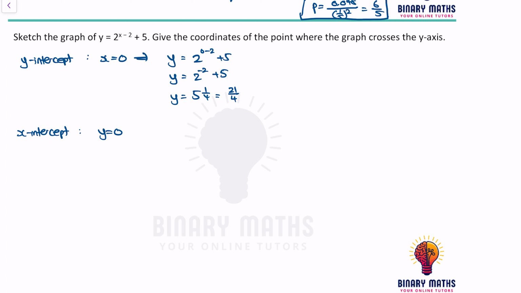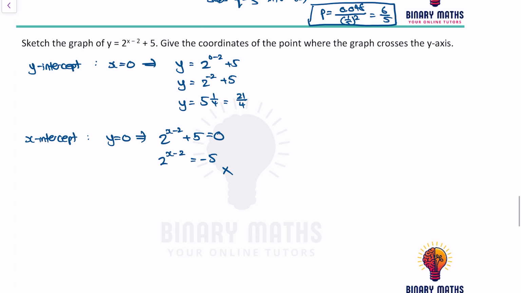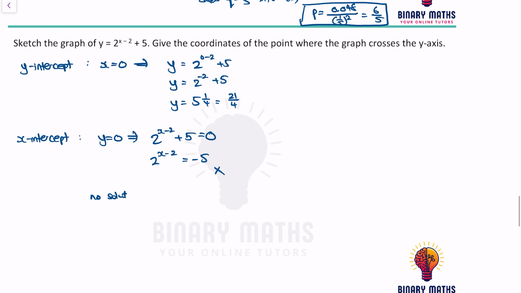Okay, if I want to find the x-intercept, it means y = 0, which implies 2^(x-2) + 5 = 0, which means 2^(x-2) = -5. Now, 2 to the power of anything giving you negative 5, you won't get any input that gives you negative 5. Therefore, no solution. Therefore, no x-intercept, which implies y = 0 is an asymptote.